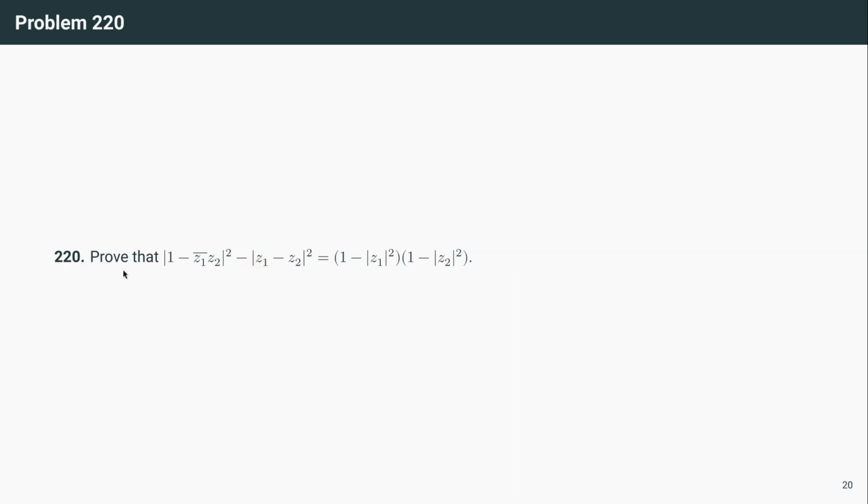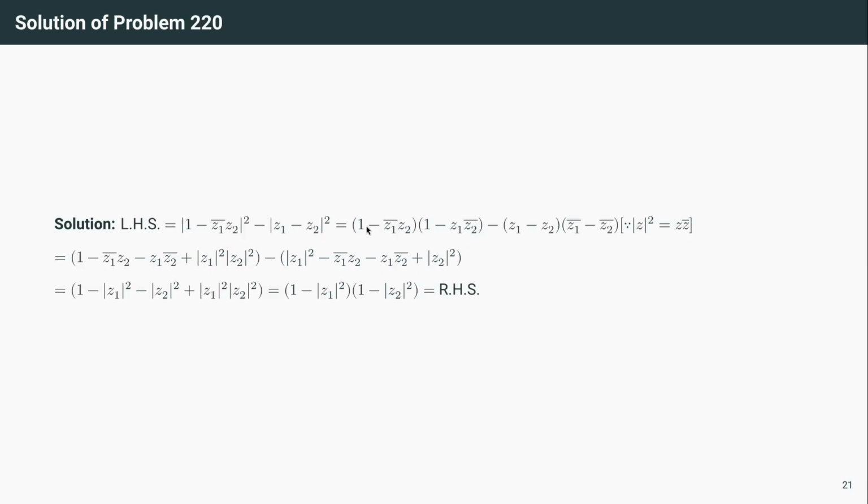Question 220 says that prove that mod of (1 minus z1 bar z2) squared minus mod of (z1 minus z2) squared is equal to (1 minus mod z1 squared) into (1 minus mod z2 squared). So we take the left hand side, we have mod of (1 minus z1 bar z2) squared minus mod (z1 minus z2) squared.